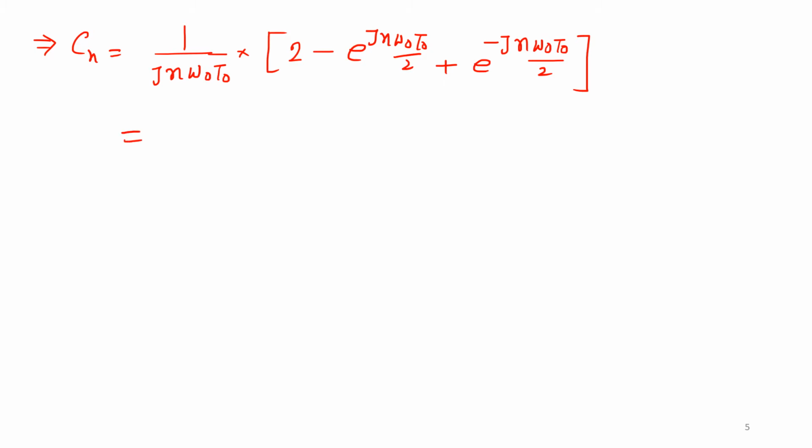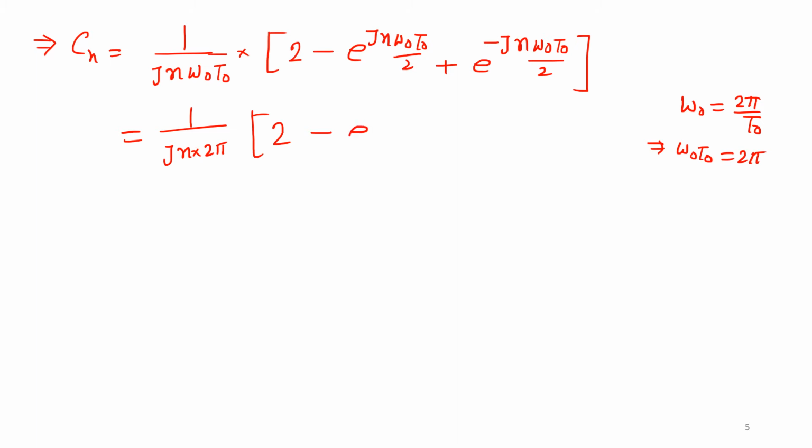Now we understand that omega naught equals 2 pi upon T naught. So omega naught T naught, this product, is 2 pi. So you can replace it here: 1 upon jn times 2 pi. So in here it is 2, and this is your minus sign. So minus, I can put here, it's okay.